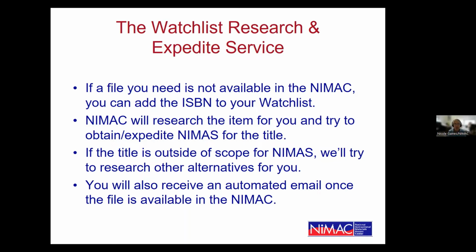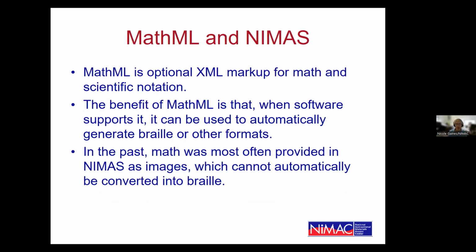The other advantage to putting an ISBN on your watch list when you need it, and it's not in the NIMAC, is that you'll also receive an automated email once the file is available in the NIMAC, letting you know that it is there. Now, again, the fact that you get that automated email doesn't mean that the file is ready for you to download in your file assignments. It just means that you can be assigned the file because it's available in the NIMAC. So just wanted to clarify that.